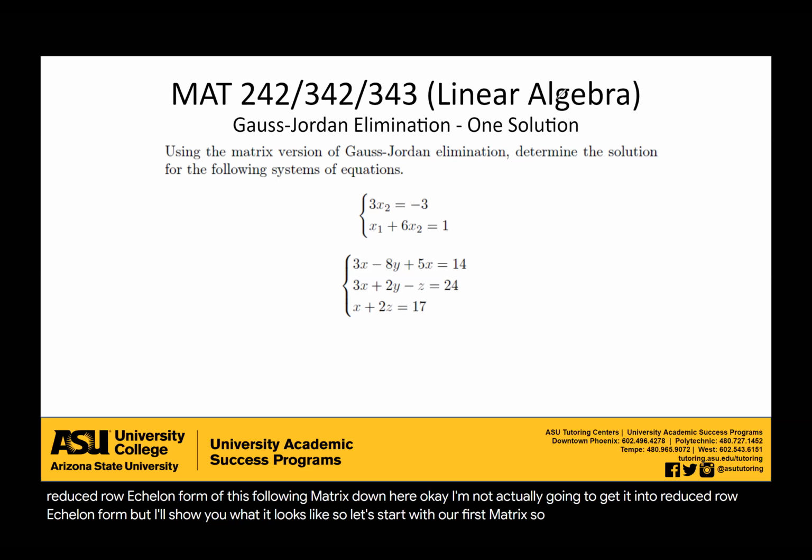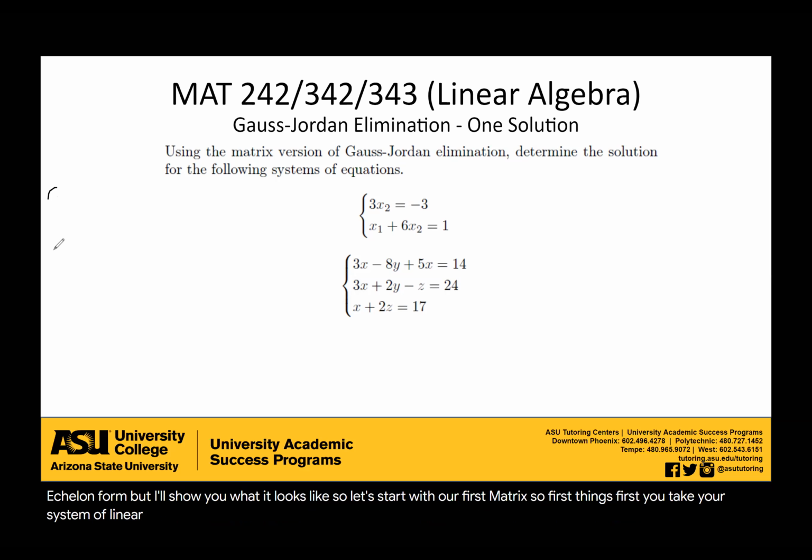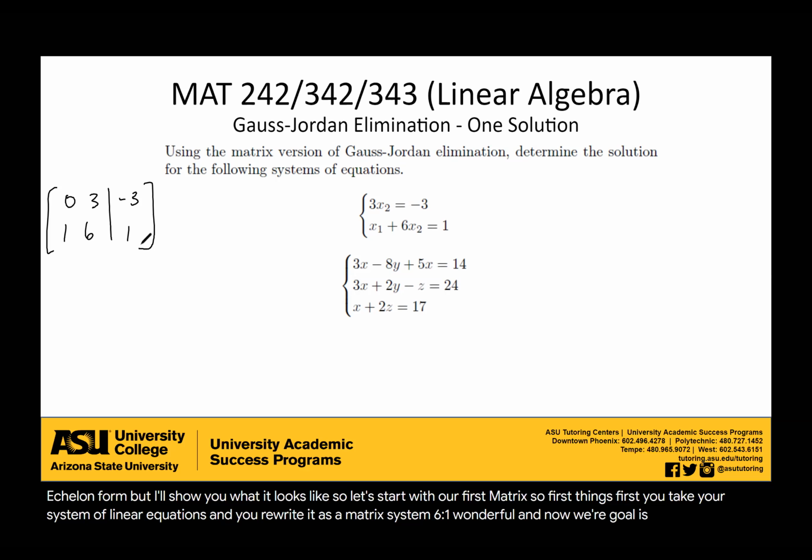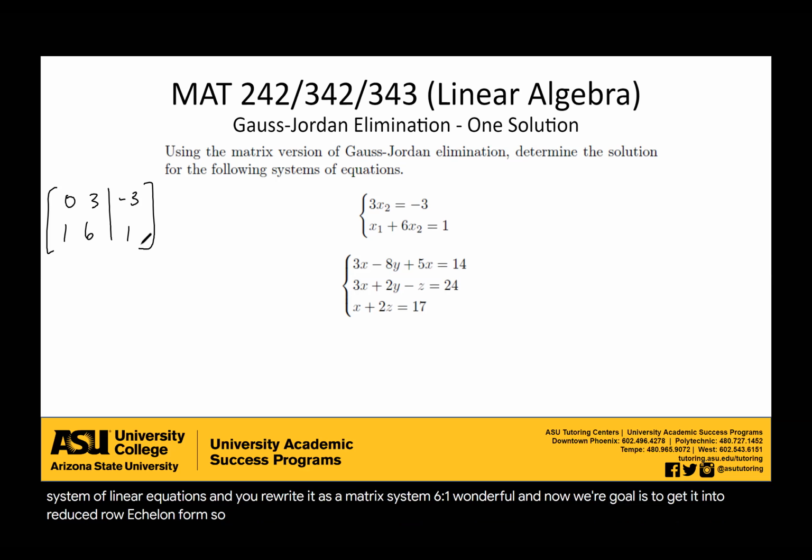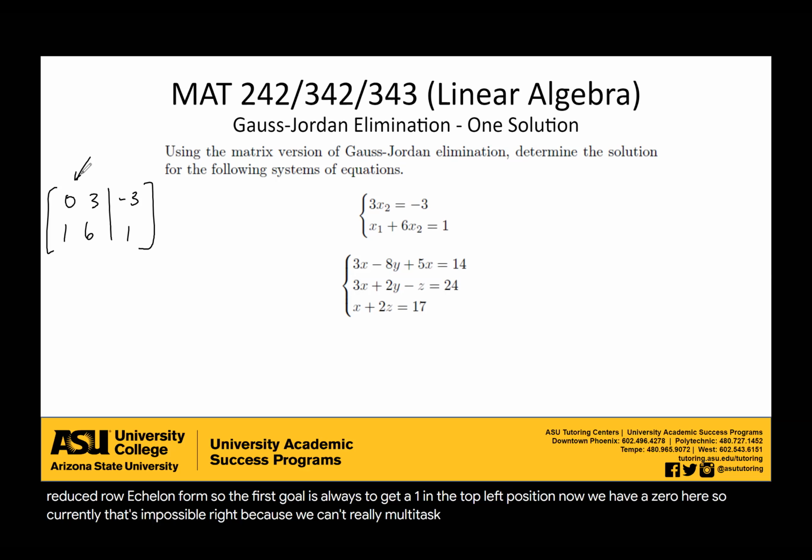So first things first, you take your system of linear equations and you rewrite it as a matrix system. 1, 6, 1. Wonderful. And now our goal is to get it into reduced row echelon form. So the first goal is always to get a 1 in the top left position. Now we have a 0 here. So currently that's impossible, right? Because we can't really multiply by anything to get a 1 there.